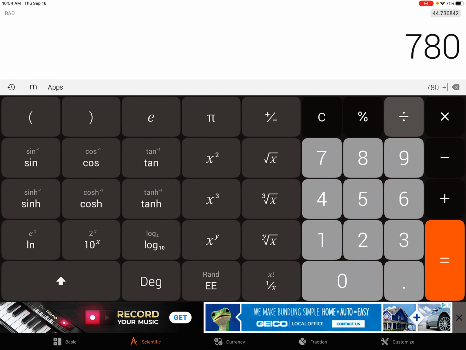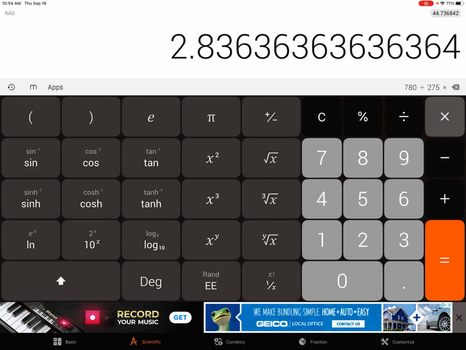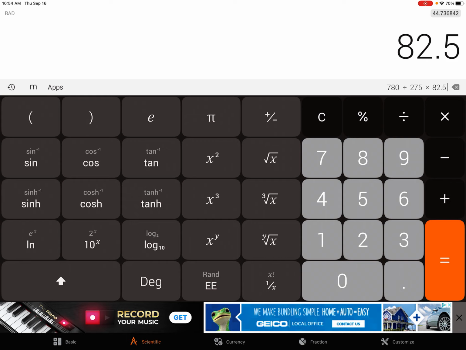780 divided by 275 times by 82.5, and we get 234.